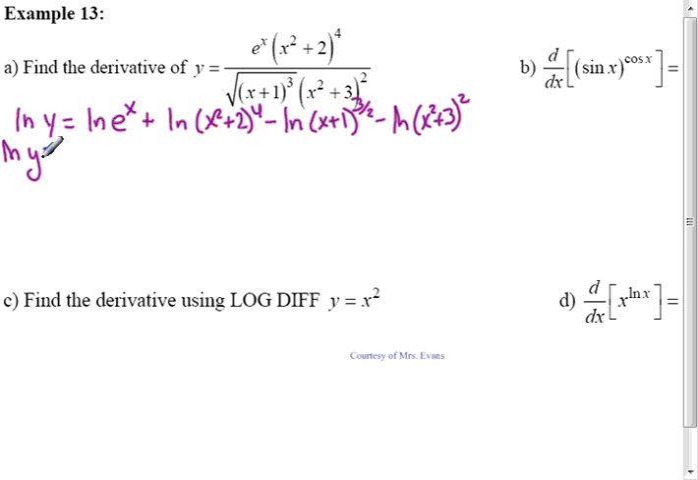So I have ln of y. I can bring this exponent to the front, and ln of e is just 1. So we have x. I can bring this power to the front. Alright, so 4 ln of x squared plus 2. I can bring this power to the front, minus 3/2 ln of x plus 1. Okay, and then minus 2 times ln of x squared plus 3.